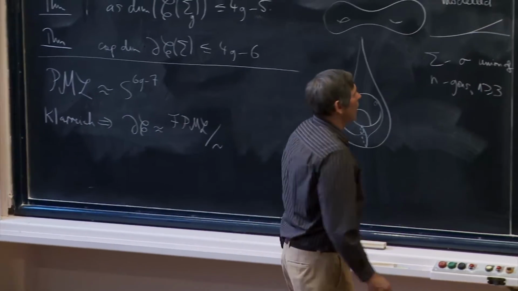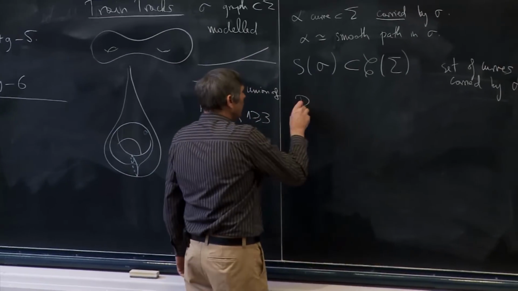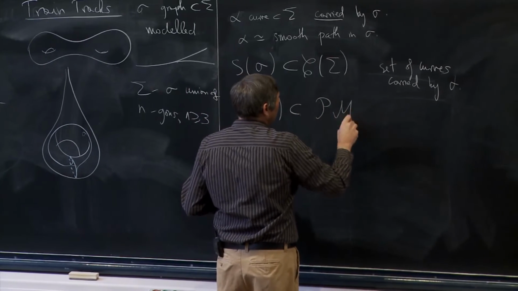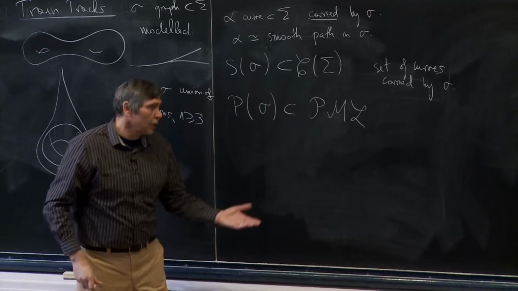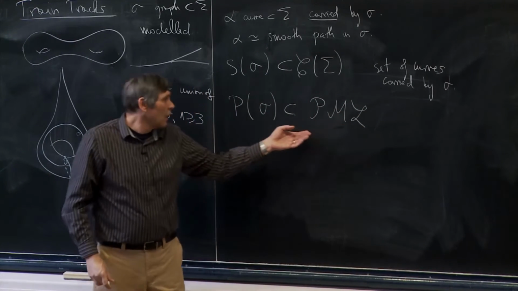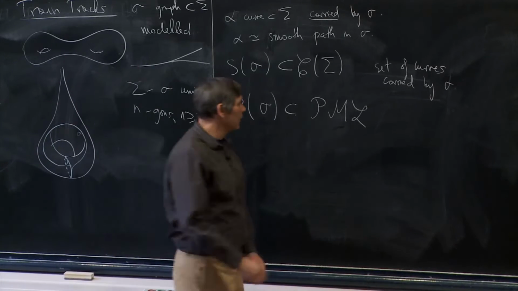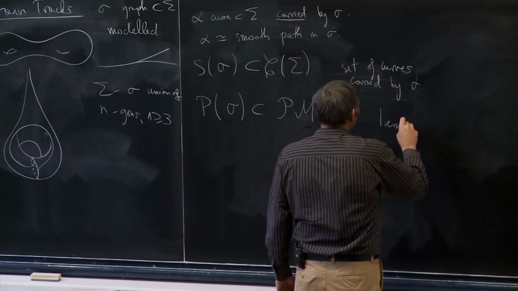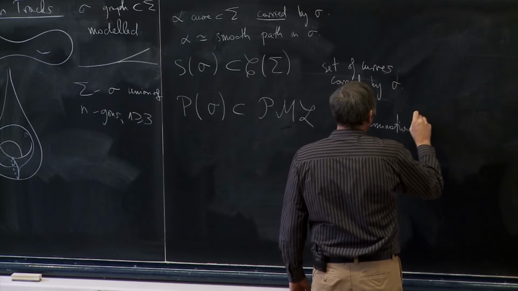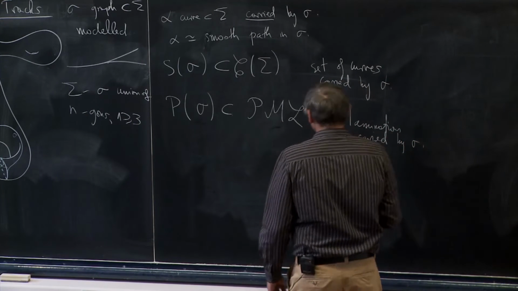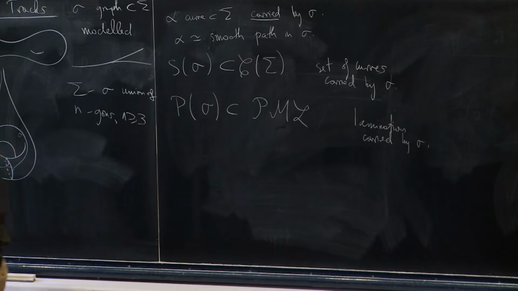Another thing I can associate to sigma is P of sigma, and this is a subset of PML. If you think of PML as the closure of all curves, then P of sigma is the closure of curves carried by sigma. So these are the laminations carried by sigma. And this set has a nice cell structure. It is a convex cell, appropriately interpreted.